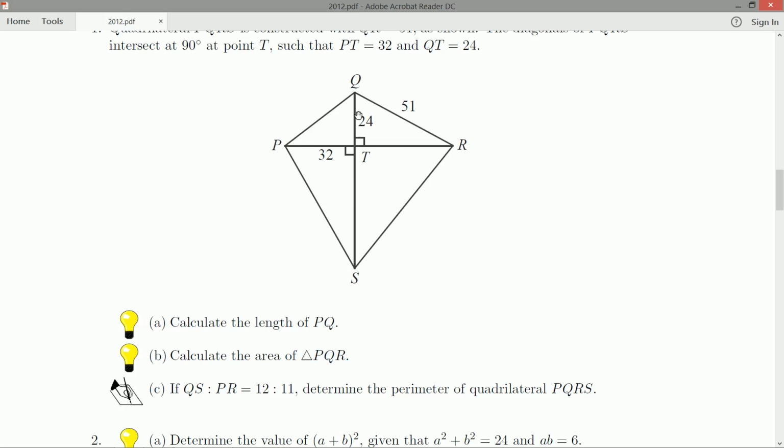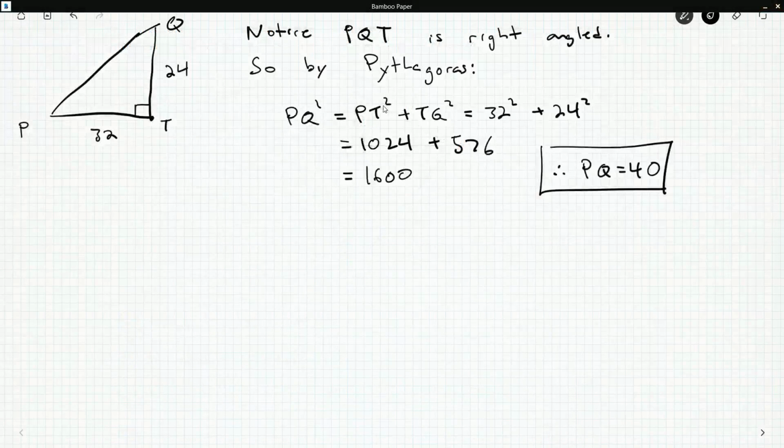And we know the height's going to be TQ because it's an altitude. It makes a right angle here. So if I knew the length of PR, I'd be all set. Well, I know part of it's 32. What's the rest of it? TR over here. Well, that's part of another right angle triangle. Okay.